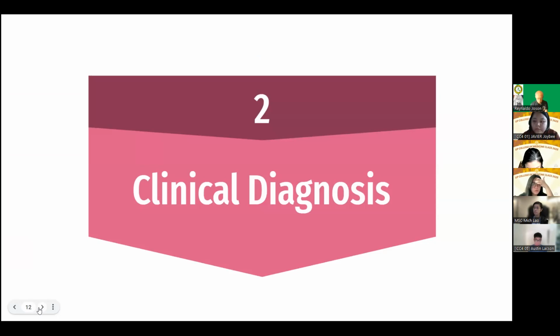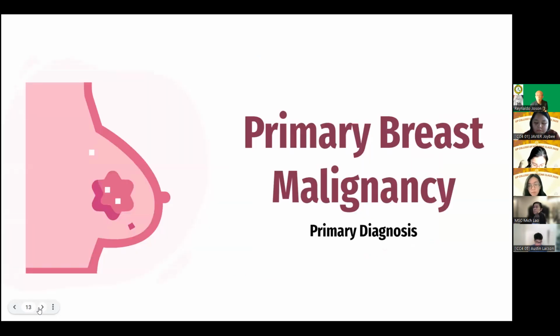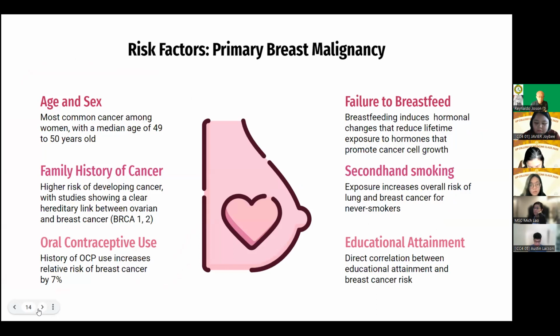Okay, so moving on to the case management. So first, for the clinical diagnosis, our primary diagnosis is primary breast malignancy, and to present our rule and factors, first going prevalence based. Okay, so here are her risk factors.